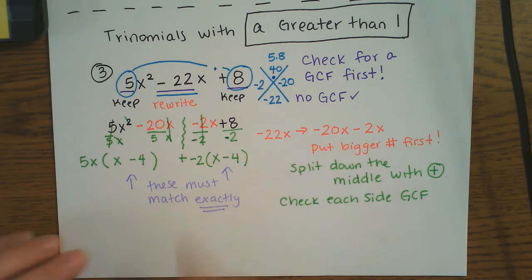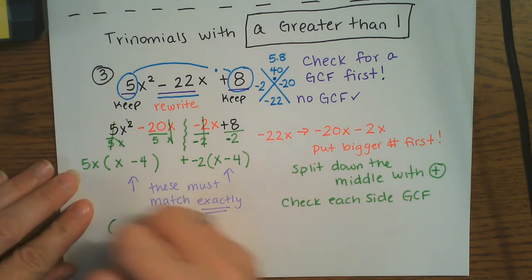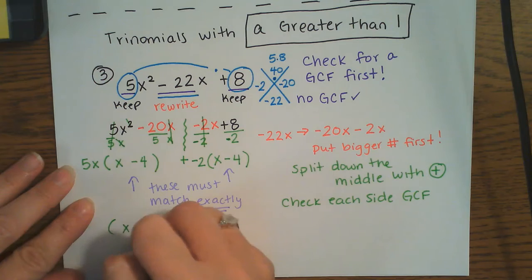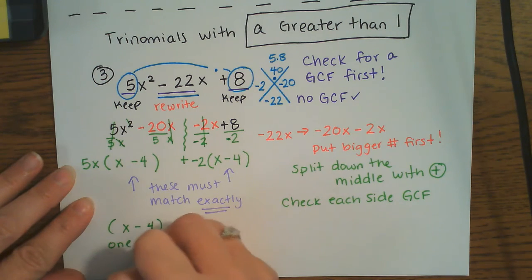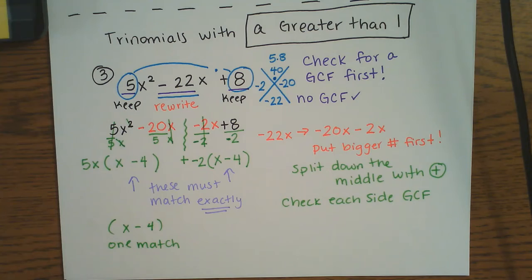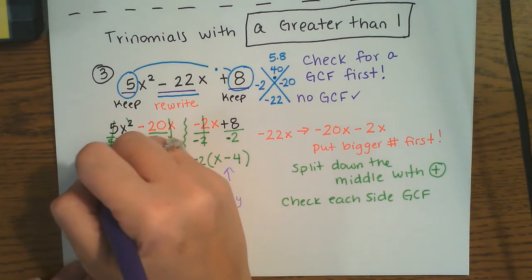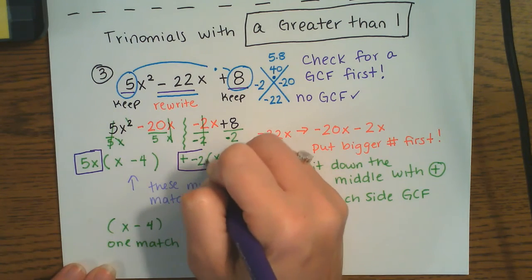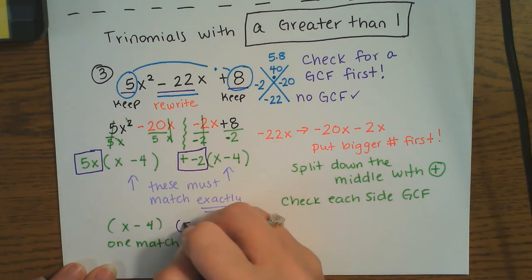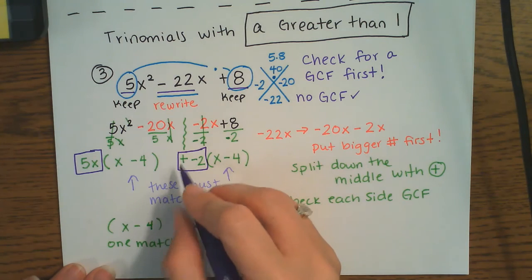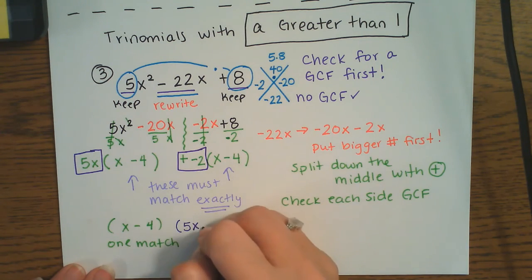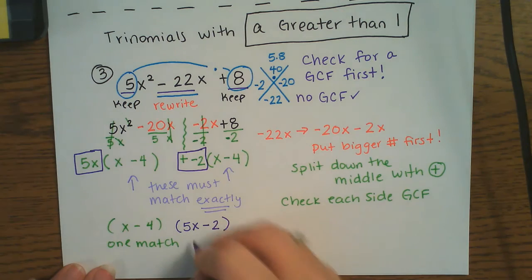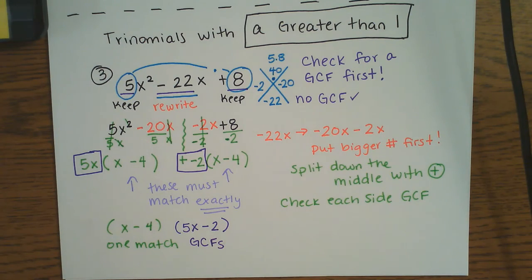I'm going to take one of the x minus 4s. So we take one of the match. And for the other one, we're going to take those greatest common factors. So I've got 5x, and I wouldn't put plus negative 2. I'm just going to put minus 2. So these were the GCFs that we found.